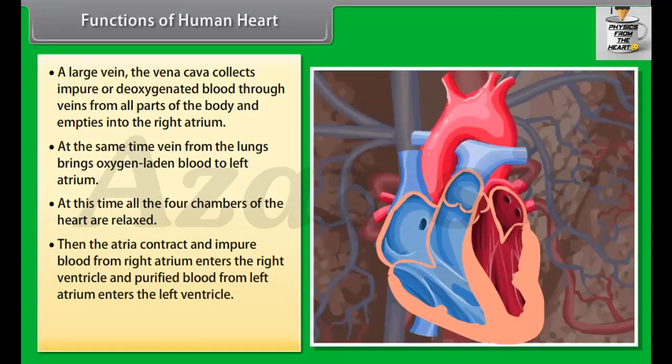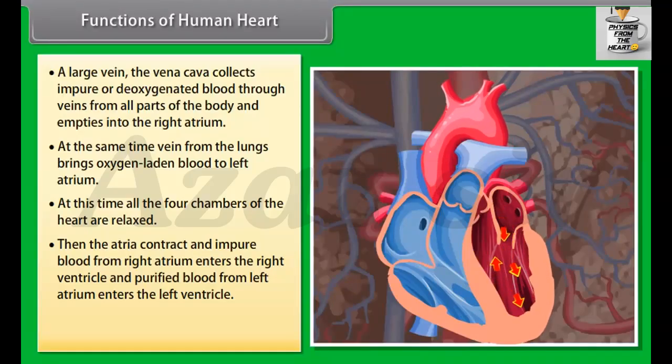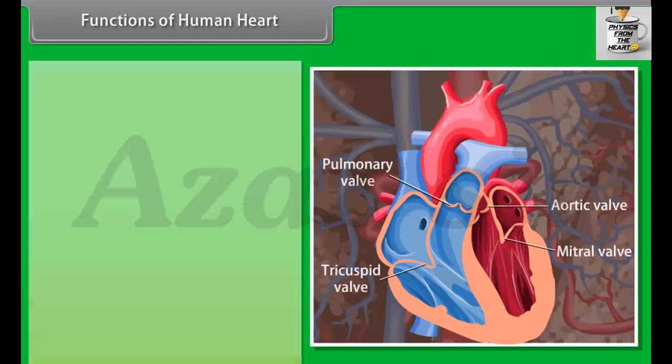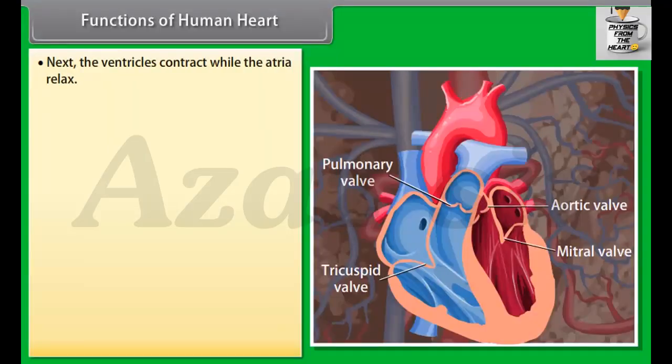Then the atria contract, and impure blood from the right atrium enters the right ventricle and purified blood from the left atrium enters the left ventricle. Valves within the heart prevent blood from flowing back. Next, the ventricles contract while the atria relax.